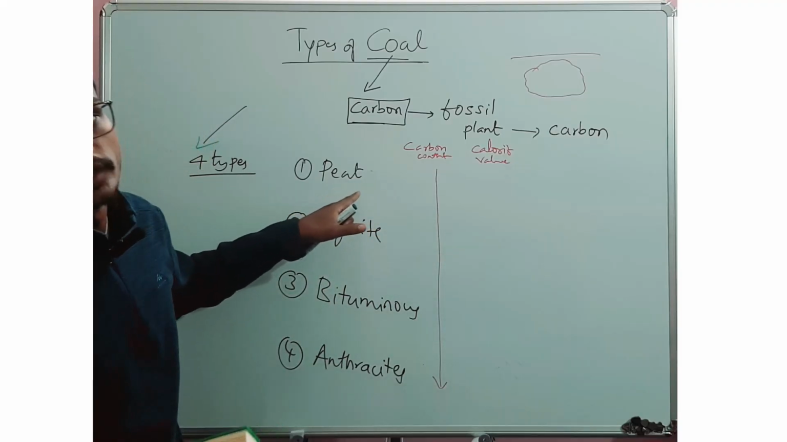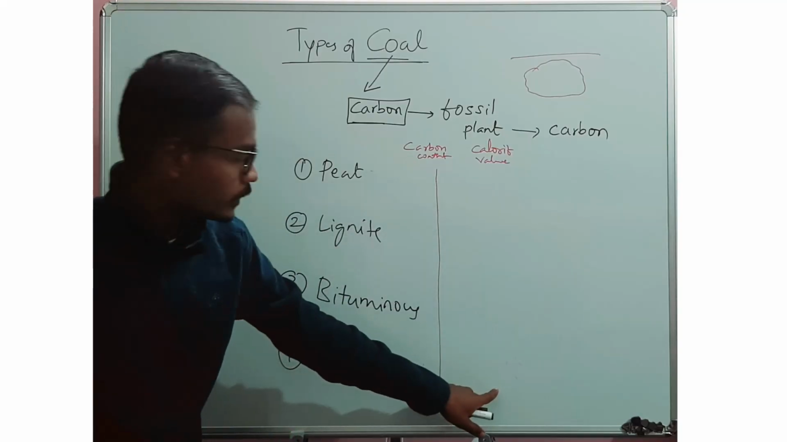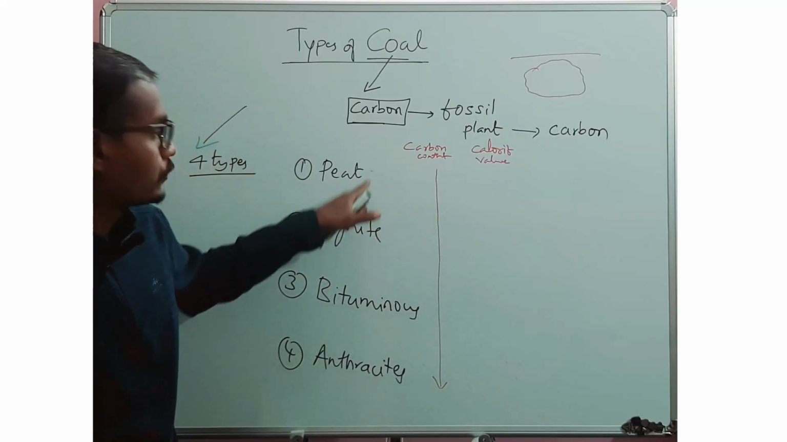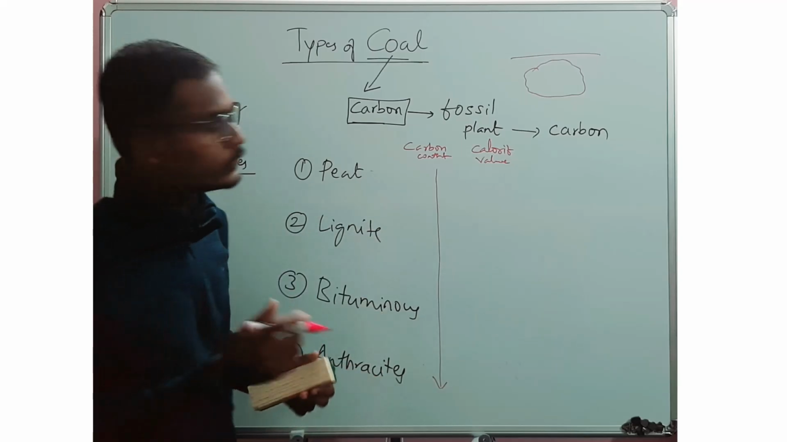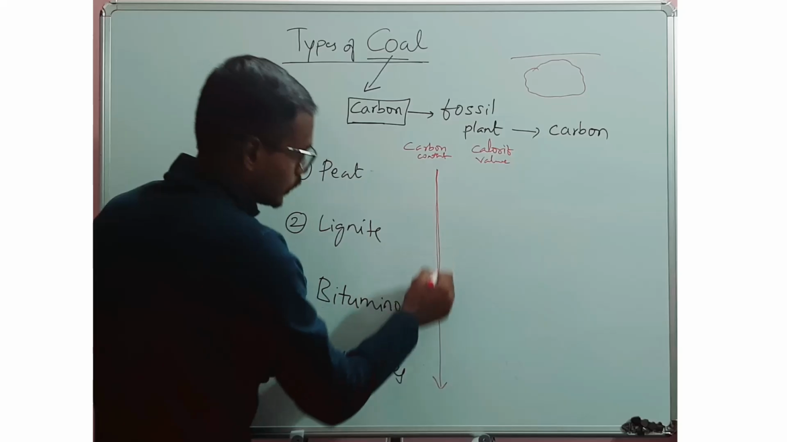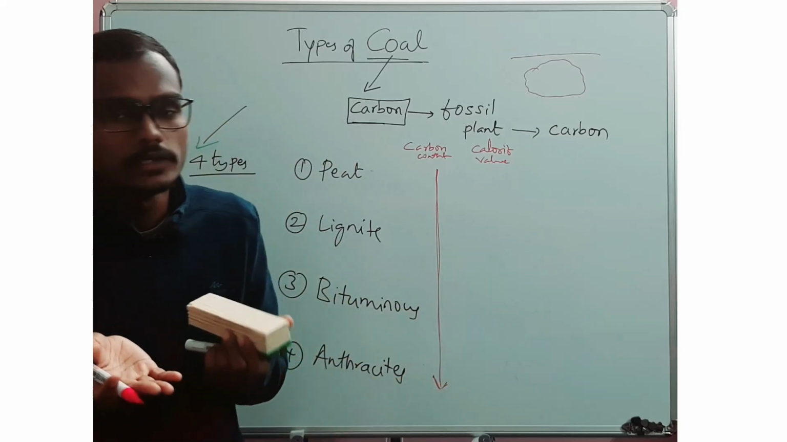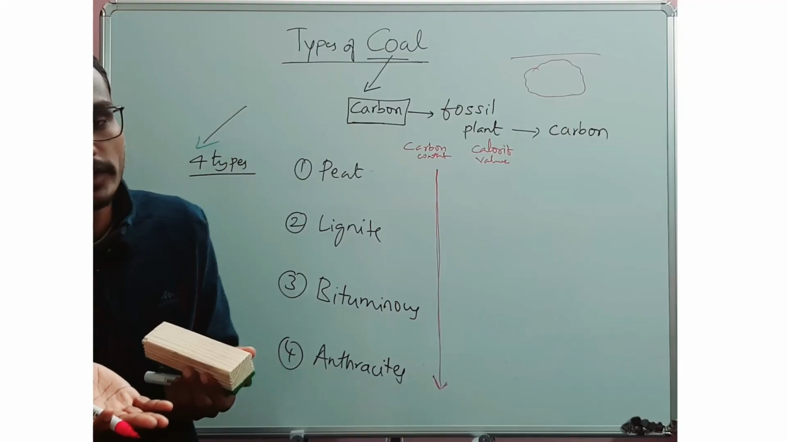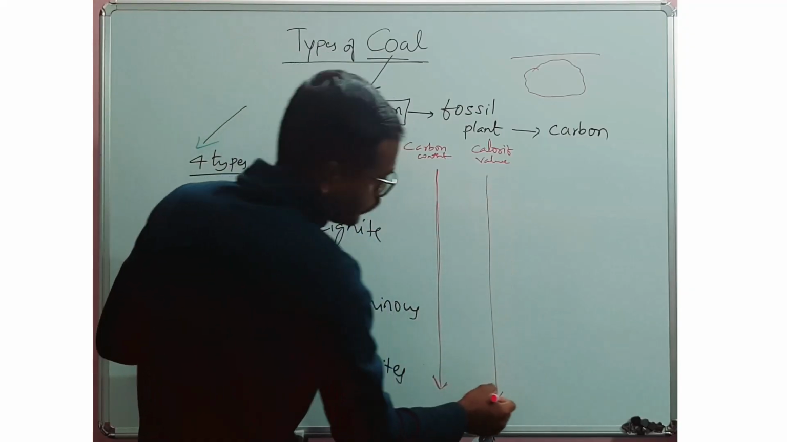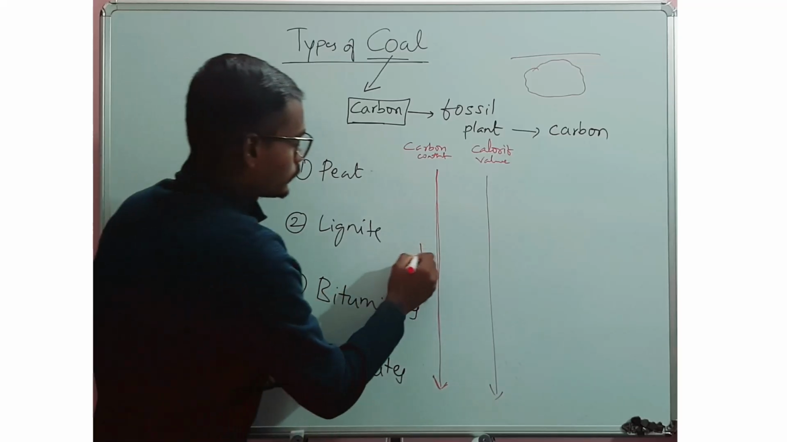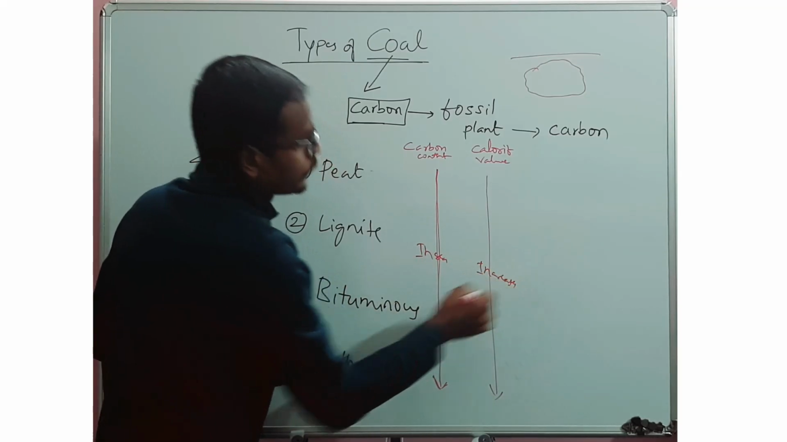What I am trying to say here is that the calorific value, the amount of energy we get from a unit of coal that we burn, increases as we go down until anthracite. Why? Because the carbon content increases. The more the carbon content, the higher the energy we get from the coal. This also increases.